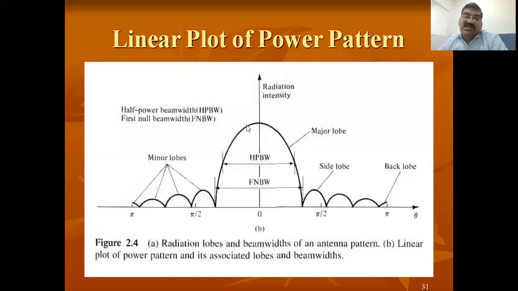For the first null beam width, this is the major lobe. Here you get the null, here you get the null. So this is the first null beam width. This is the beam width. This way also we can measure. So these are some parameters related to the radiation pattern: the major lobe, side lobe, back lobe, and the minor lobe.